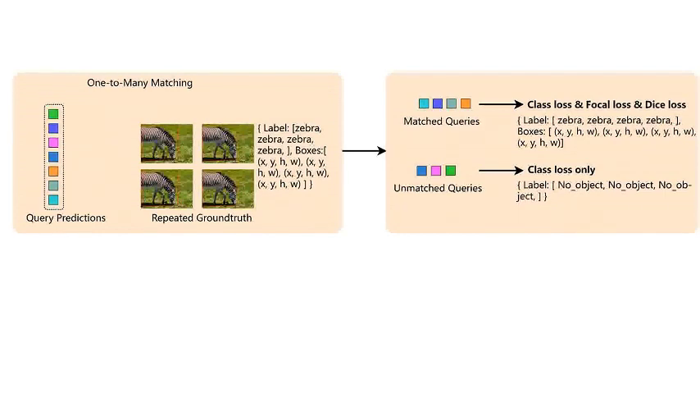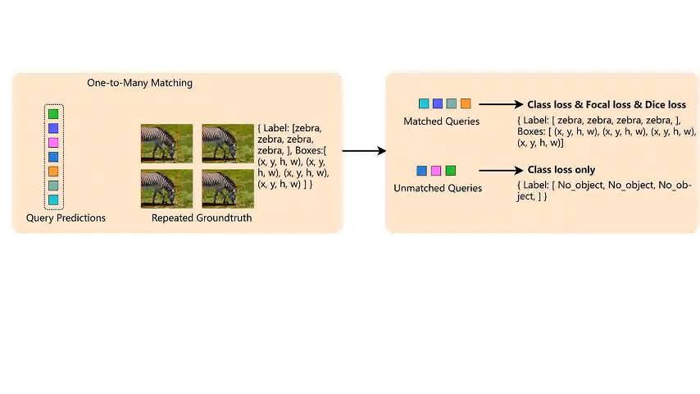You can see that in the one-to-many matching, the ground truth is repeated a certain number of times so that multiple predictions will be assigned as positive samples for each ground truth box, so queries can get more supervision. But using one-to-many matching for training will make the model eventually produce duplicated predictions in the evaluation process, and the time-consuming NMS has to be used to remove them.